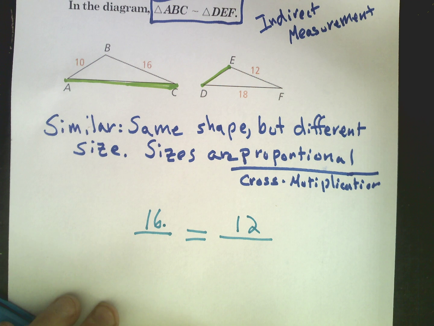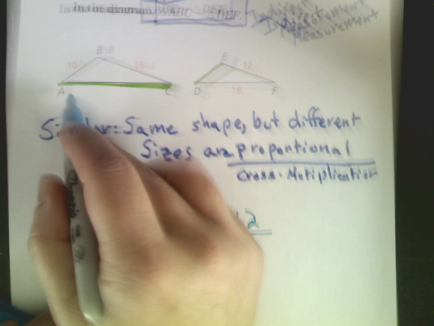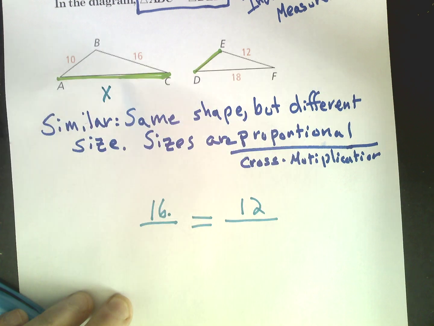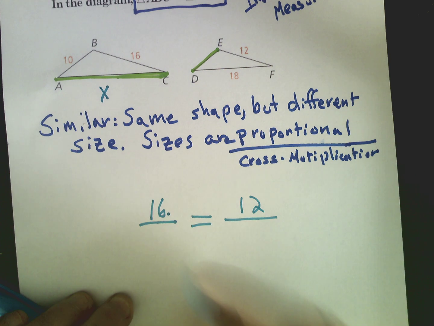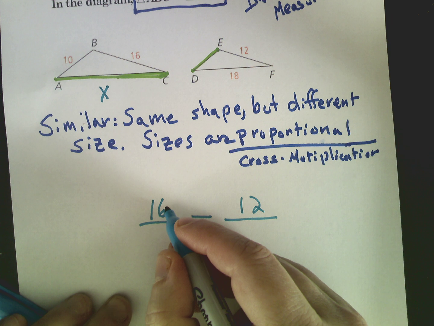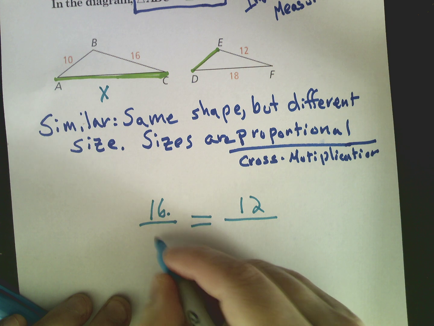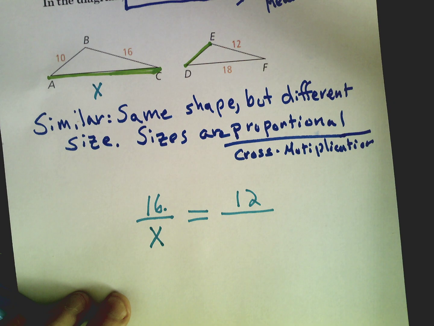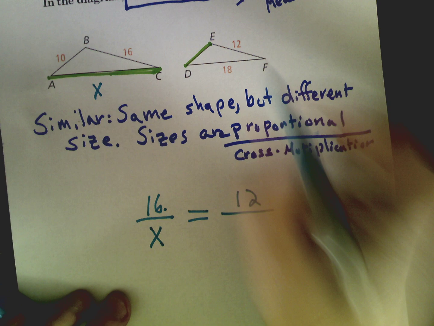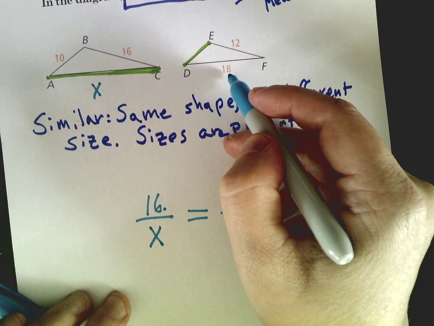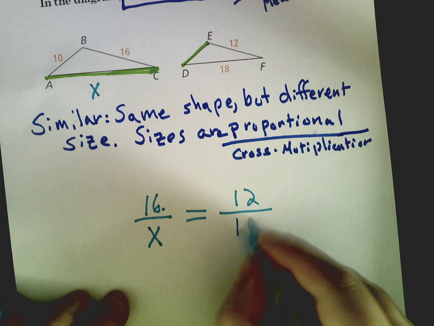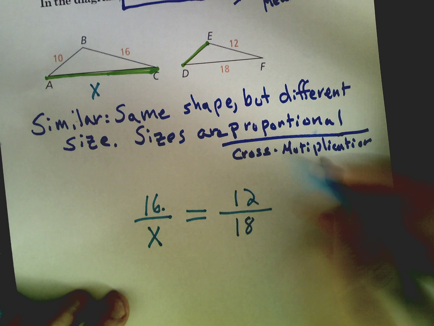Now, let's tackle AC first. Well, AC is unknown. I don't know what that is, so I'm going to call it an X. So underneath, on the big triangle, the biggest side I'm going to put on the bottom. Now, over here, the biggest side I have a value for. This bottom side is X here, but here it's 18. So this is the little triangle.